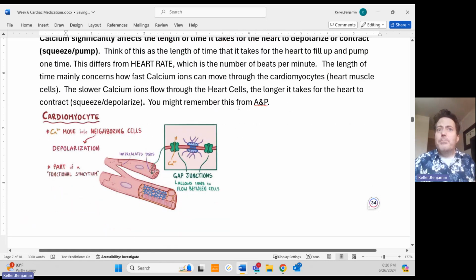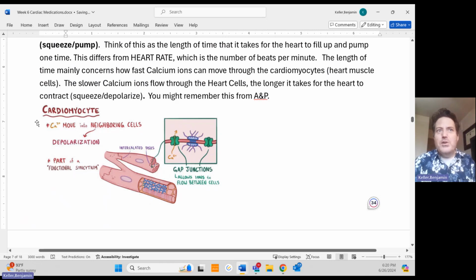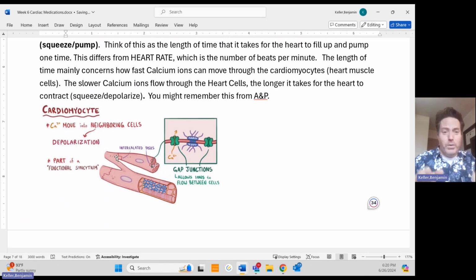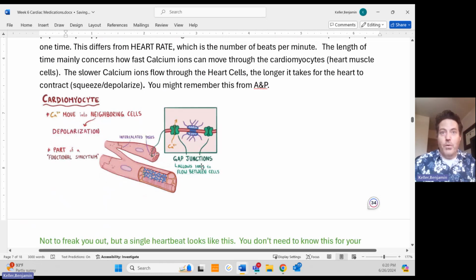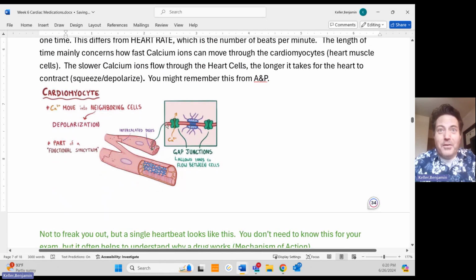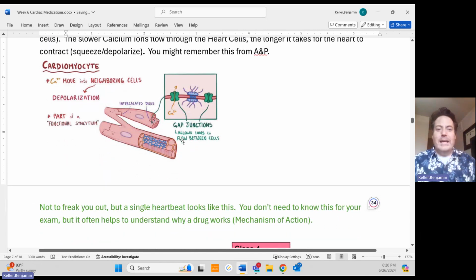So this is way back to your A and P, your anatomy and physiology, and here's your cardiomyocytes. And calcium moves from the neighboring cells to depolarize it. It's basically a wave of calcium going, woo, woo. That's what's happening when you're depolarized. And so it goes through these little gap junctions, which allow the calcium ions to flow between the cells. Calcium channel blockers block these puppies. That's what they do, which means it makes it harder or slower for the calcium to get through.